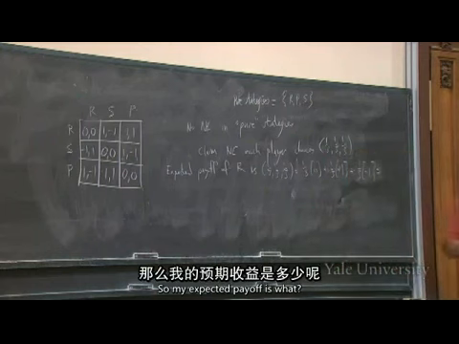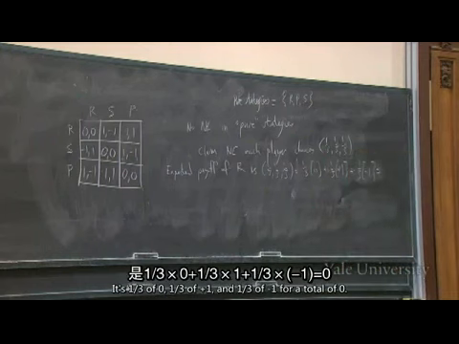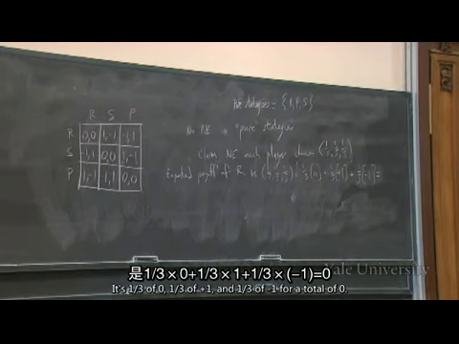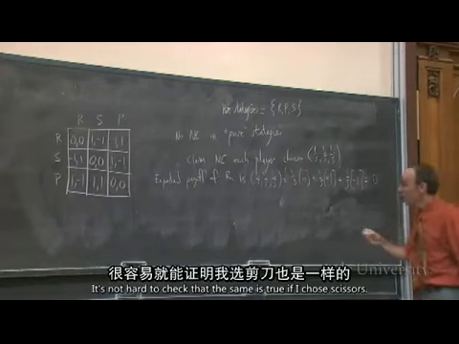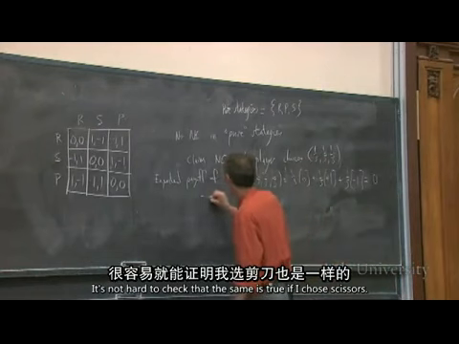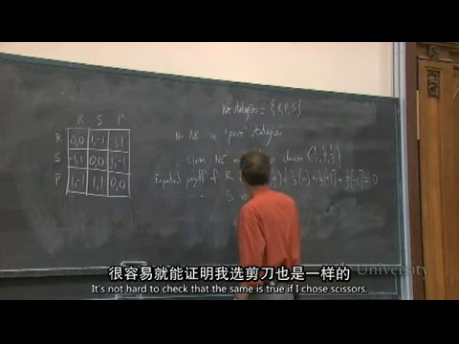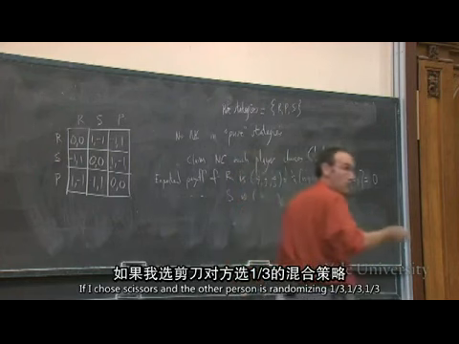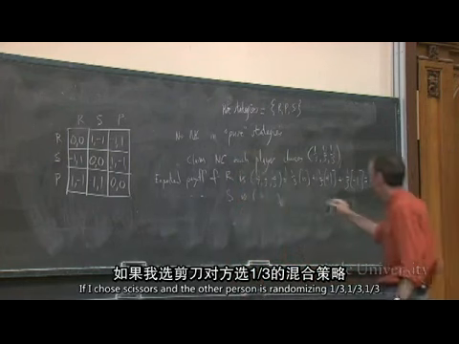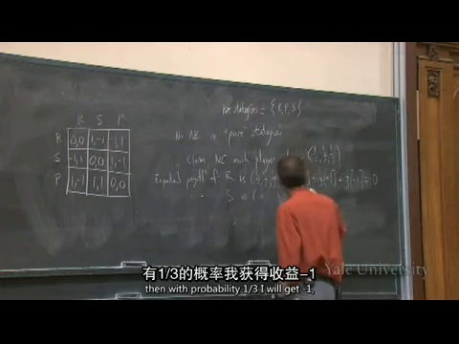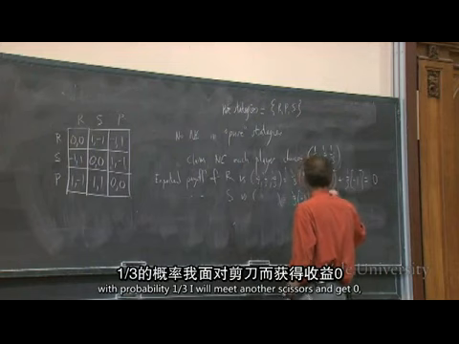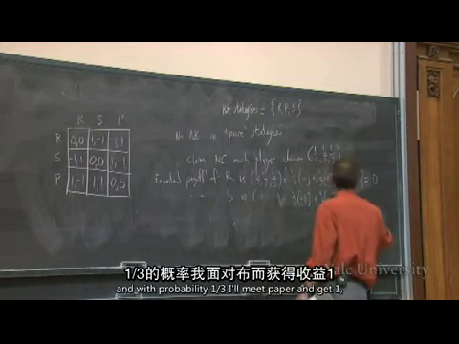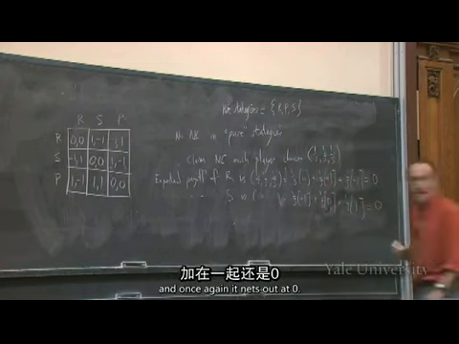So my expected payoff is what? It's a third of 0, a third of +1, and a third of -1 for a total of 0. All right? And it's not hard to check that the same is true if I chose scissors. If I chose scissors and the other person is randomizing a third, then with probability a third, I will get -1. With probability a third, I'll meet another scissors and get 0. And with probability a third, I'll meet paper and get 1, and once again it nets out at 0.